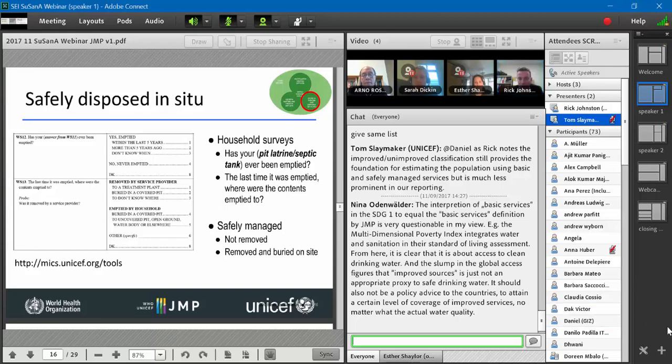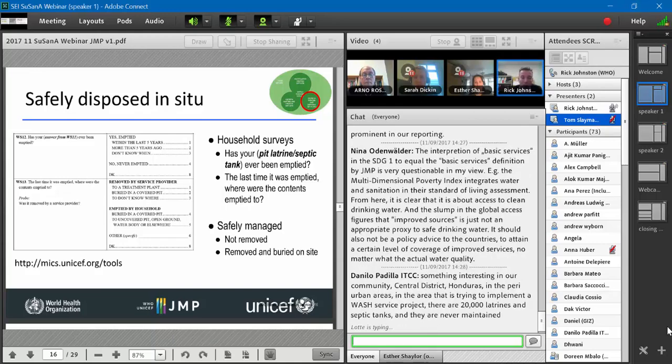But if they emptied it themselves, then they're much more likely to know what happened to the excreta. So it's possible that they emptied the pit latrine and then they dug another hole and buried it and covered it over. They may have just covered over the pit latrine and then dug another one. Or possibly they emptied it, or they paid somebody else, perhaps a neighbour or another member of the family, to empty it and then to take it away. And if it was simply discharged into open ground or a water body or somewhere else, then we would not consider that to be safely managed.